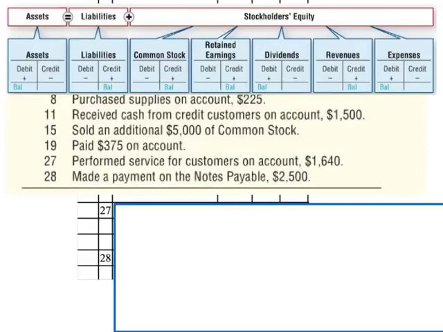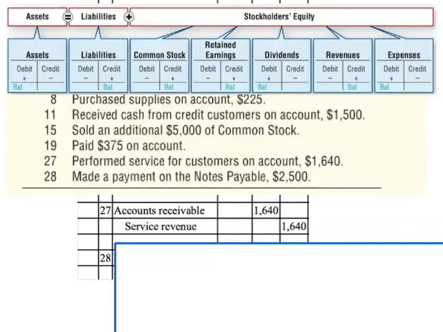Last two, performed service for customers on account for $1,640 on the 27th. So we performed a service. We've done something similar here before. We performed a service and we're going to bill our customers. They're not going to pay us right away. So once we perform a service, that will be revenue. In order to increase our revenue, I'm going to need to credit my revenue account. And then I'm going to send them a bill. They're not going to pay me cash. I'm going to have to send them a bill, which is going to be accounts receivable. So I'm going to debit my accounts receivable, credit my service revenue here for $1,640. Means my revenue is going to go up $1,640, and my receivables, my assets, are also going to go up $1,640.